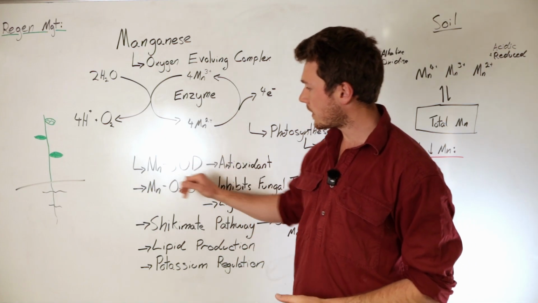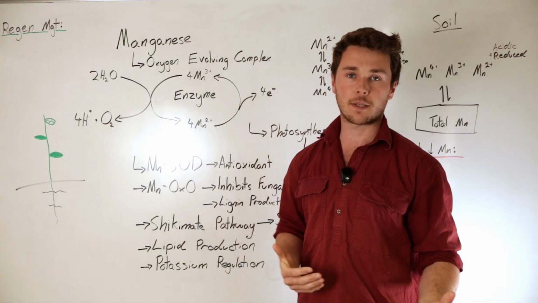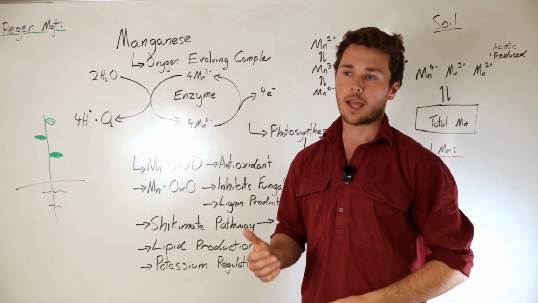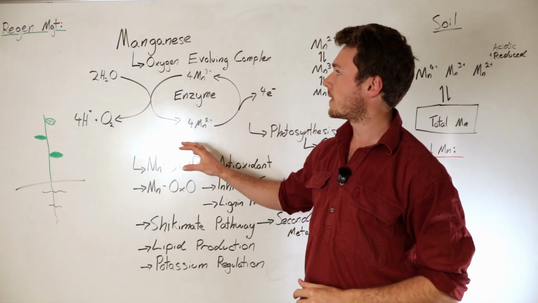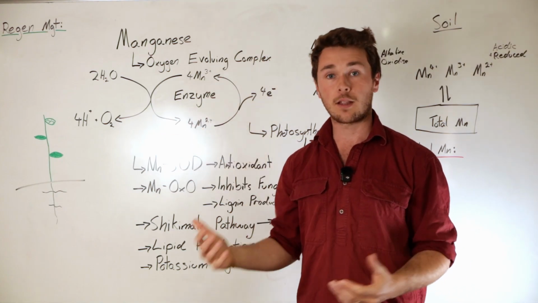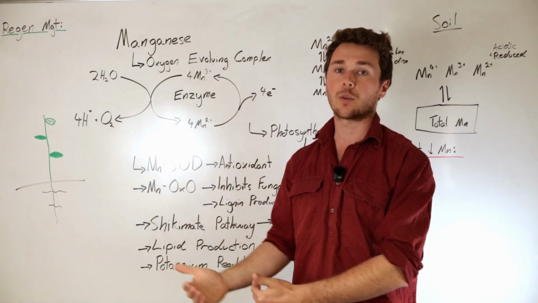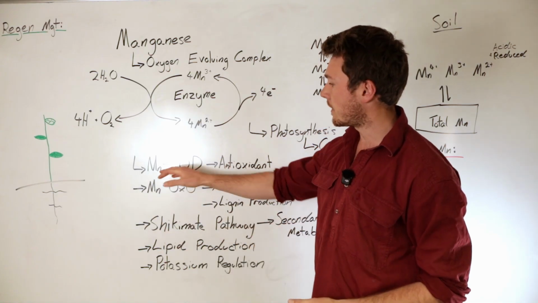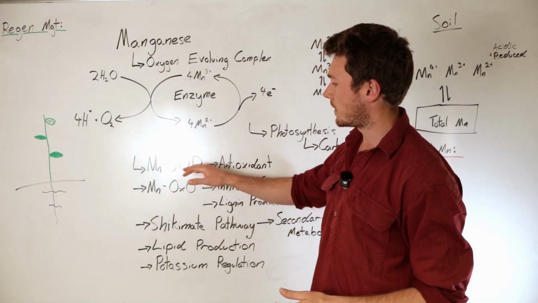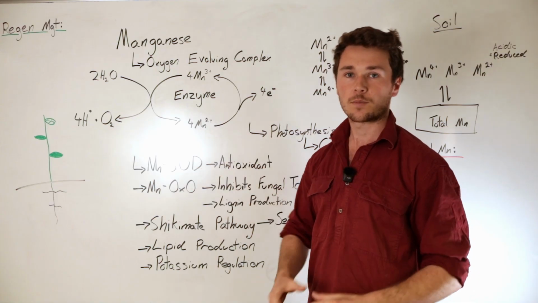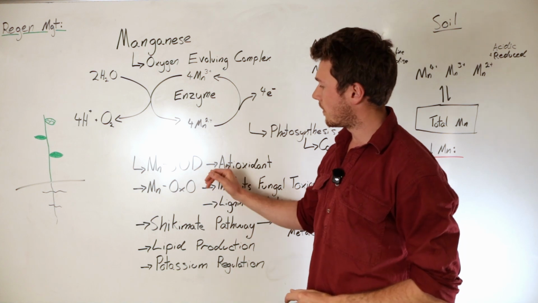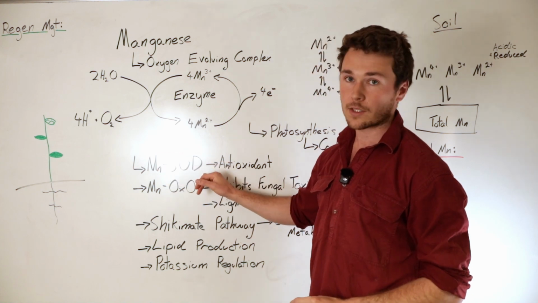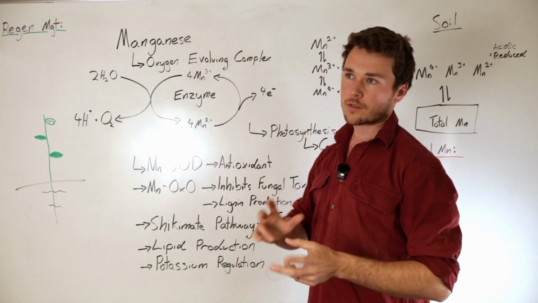So this is an antioxidant, which reduces the plant's stress factors and can allow it to function in a productive way. An example of this is when the plant gets oversaturated with light, photosynthesis speeds up and produces all these radical oxygen species. You need manganese to produce the manganese superoxide dismutase so they can handle that buildup of free radical oxygen species.